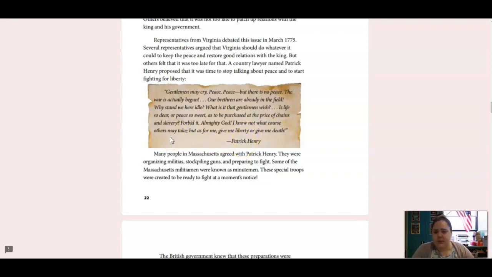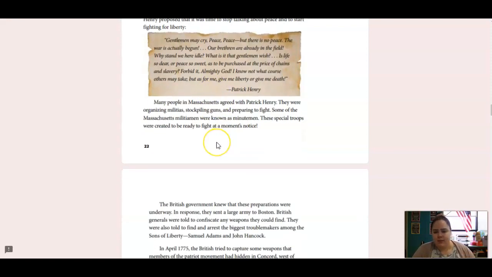"Gentlemen may cry, peace, peace, but there is no peace. The war is actually begun. Our brethren are already in the field. Why stand we here idle? What is it that gentlemen wish? Is life so dear or peace so sweet as to be purchased at the price of chains and slavery? Forbid it, Almighty God. I know not what course others may take, but as for me, give me liberty or give me death."